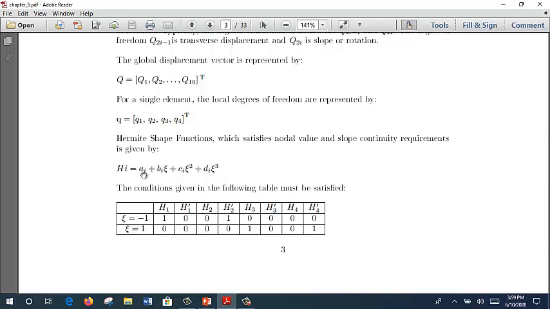This is the formula: Hi, where i is a small letter in the bottom, is equal to Ai plus Bi phi plus Ci phi square plus Di phi cube. The condition given in the following table must be satisfied, and this is how they are calculated for the Hermite shape function based on phi equal to -1 and also equal to 1.